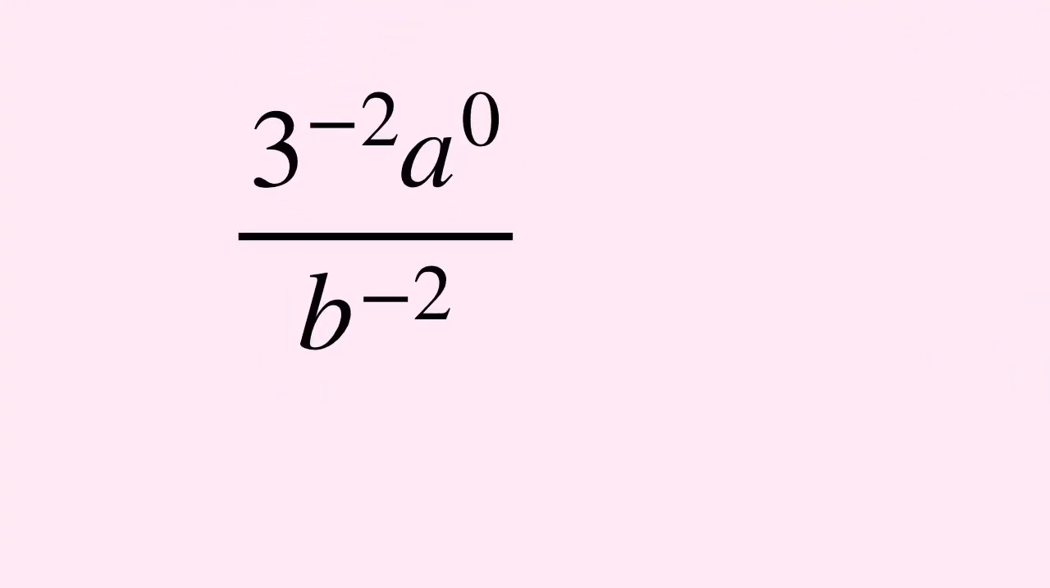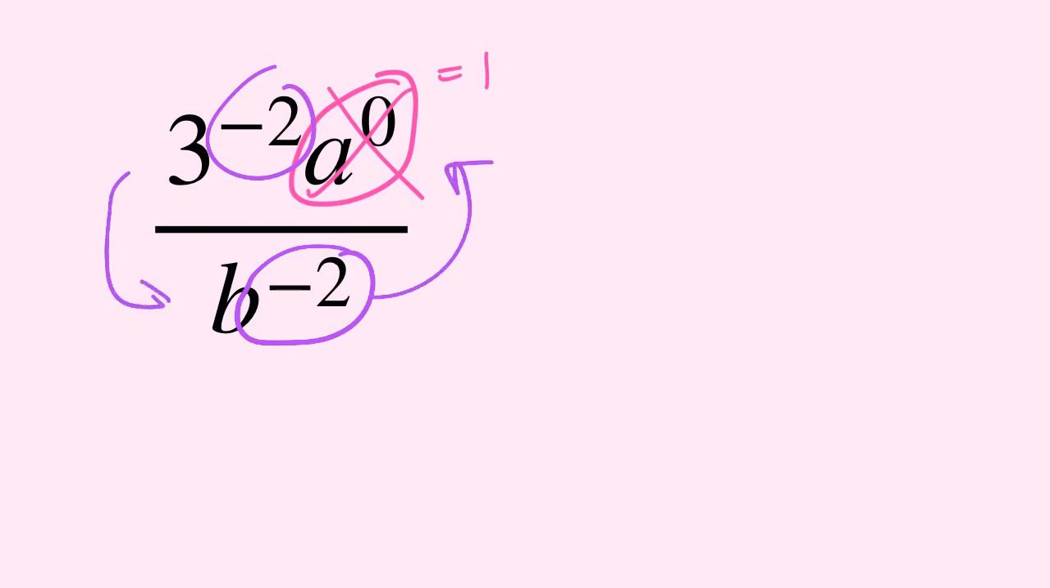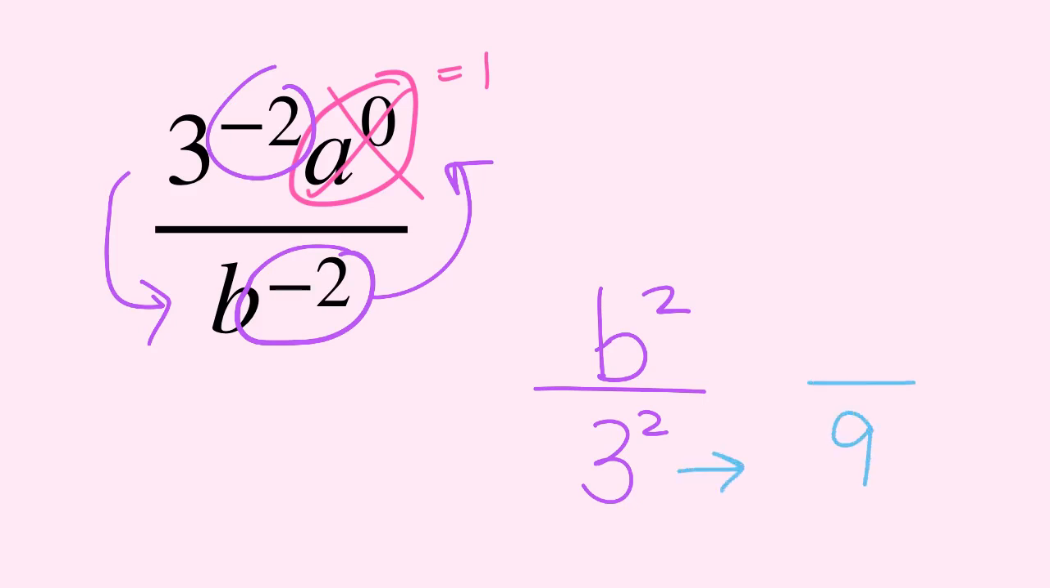All right, for the next one, this is equal to 1, so we don't need to write it. And then both of these are negative exponents, which means they're both going to have to move. So they're kind of going to switch places. So when I rewrite my fraction, the b is going to go to the top, so b squared, and then the 3 is going to go to the bottom, 3 squared on the bottom. And we do actually need to evaluate that 3 squared. That equals 9. So we're going to simplify this to b squared over 9.